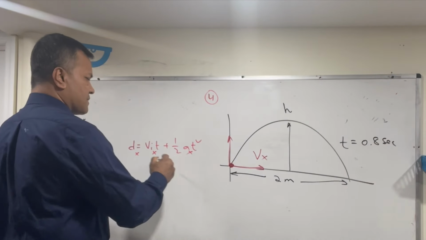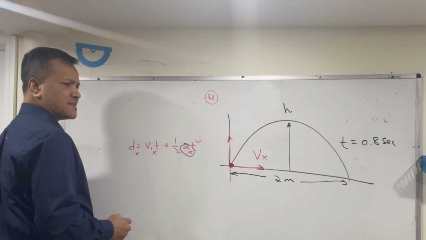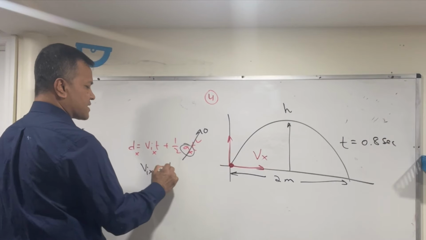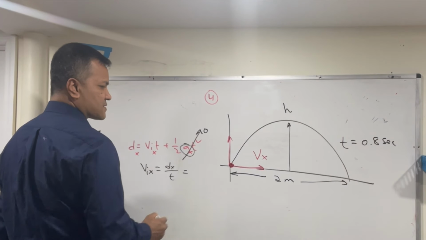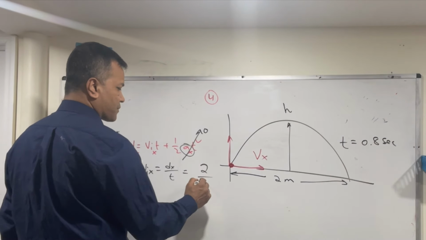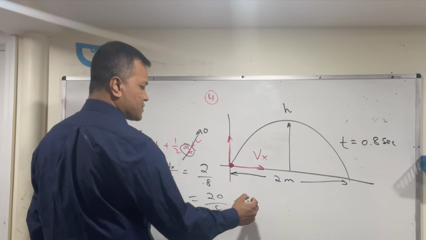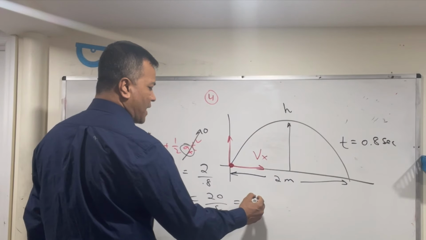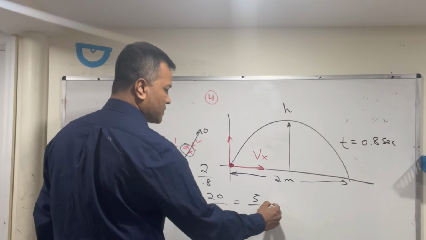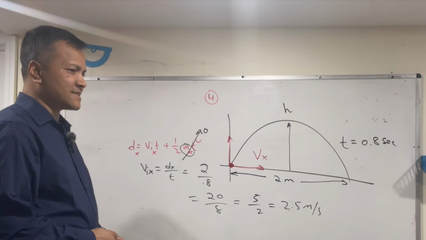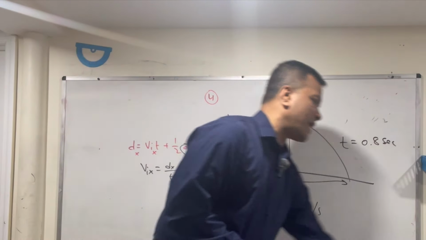What is the acceleration in the x direction? Zero. Due to gravity? Zero. All right, so Vix is equal to dx over t. What is dx? 2. What is t? 0.8. So 20 over 8, which is 5 over 2. 2.5 meters per second. Can do basic math. Excellent. You could do it without a calculator. Problem 5.